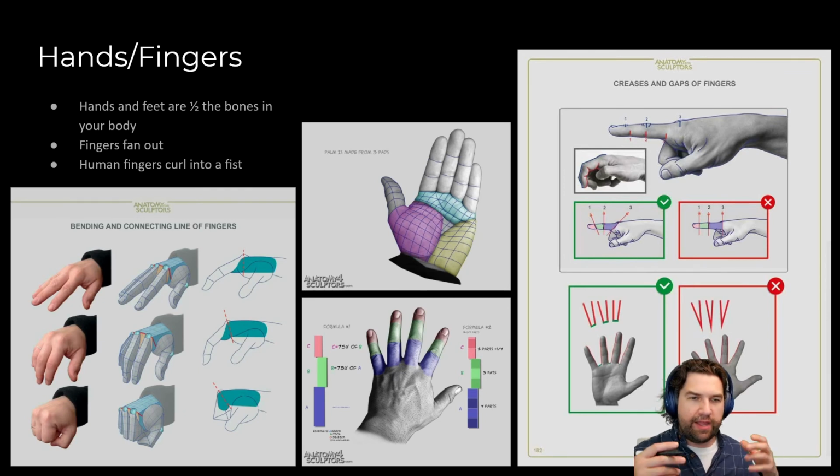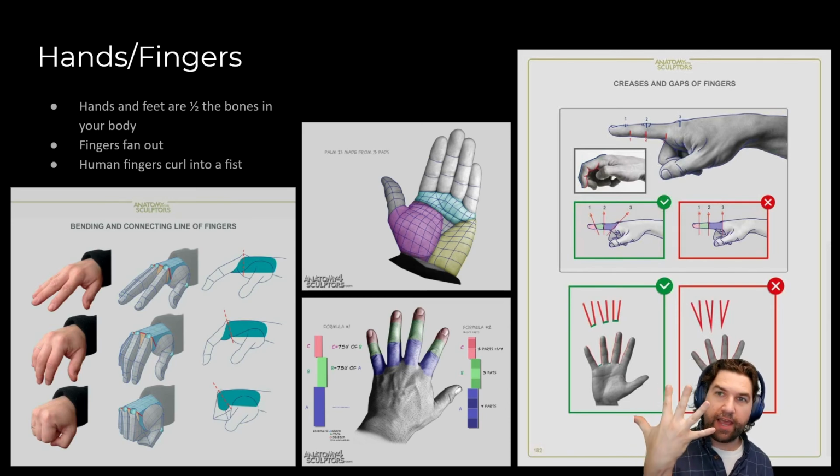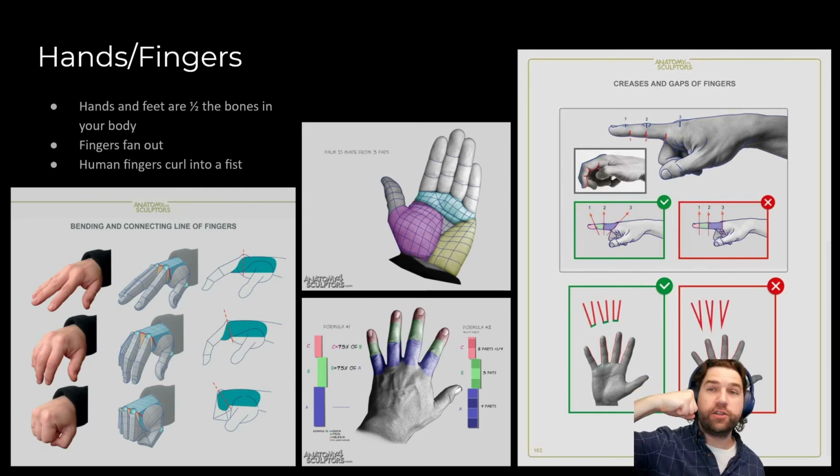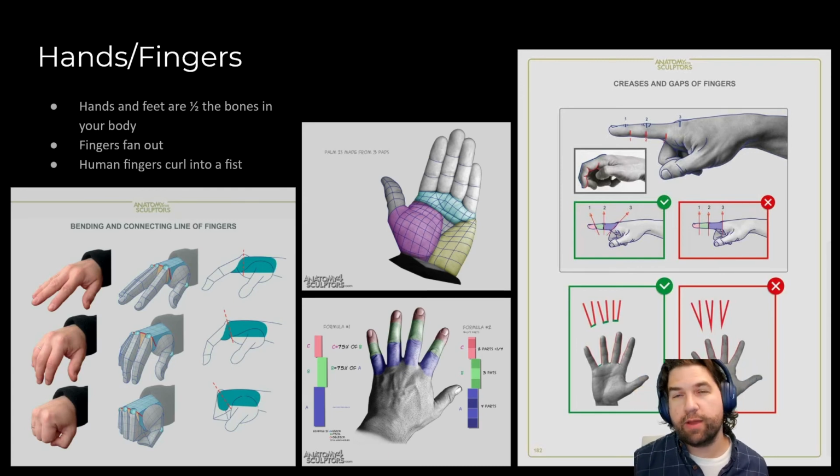Moving on to hands and fingers. Again, hands and feet together make up about half the bones in your body. But the fingers need a couple of things. For one thing, the fingers naturally fan out. They should be able to stretch. And the human hand should be able to curl into a fist. It's something, in fact, other primates can't do.